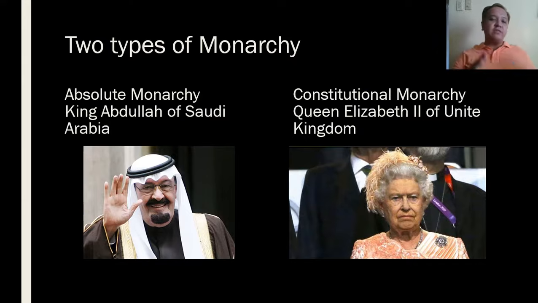Of course, when you say constitutional monarchy, the Queen is the head of state. She is the head of state. But the head of the government is the Prime Minister. No? So, that is the constitutional monarchy.